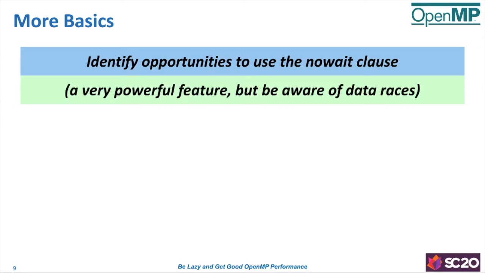The one thing you've got to watch out for is, of course, don't introduce data races. So do this with care, do this one by one, and make sure you get the correct results, because it is easy to introduce a data race that way.